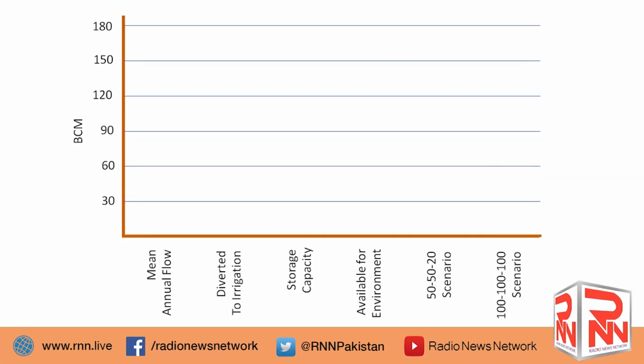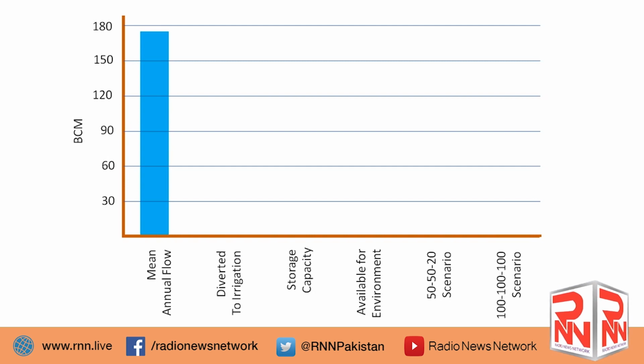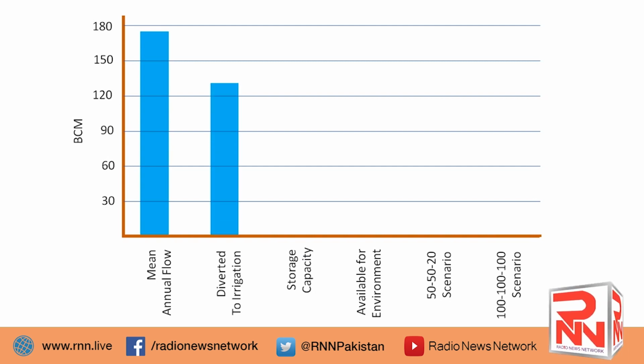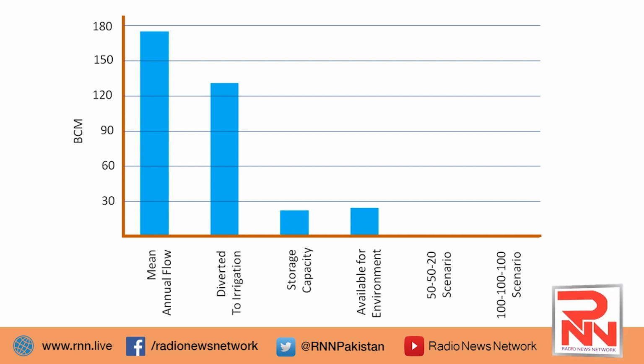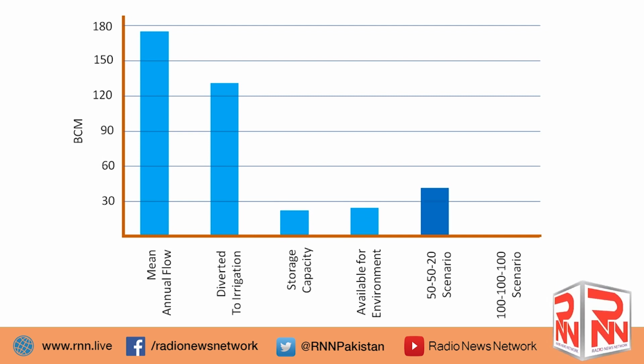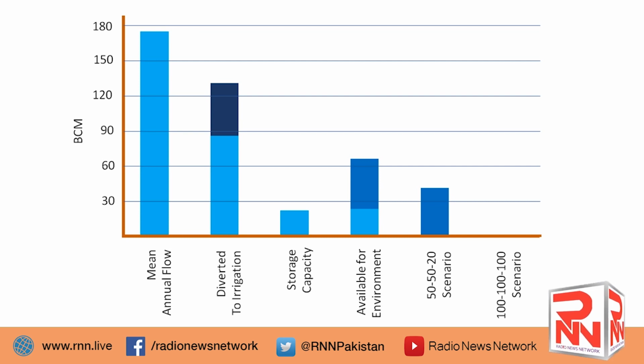Now here is our total water. All the water that we are getting is this much, about 175 to 180 billion cubic meters. This much water we are diverting for irrigation. This much is stored in our dams, and this one is left for the environment. In the 50-50-20 scenario, which means doing 50-50 in 20 years, we can save this much of water, and where this water is saved from is here, and where it goes is here, so back into the river.